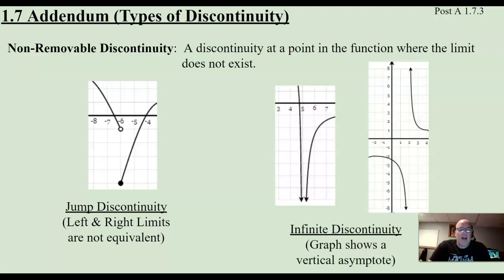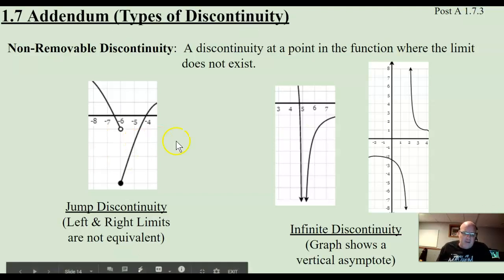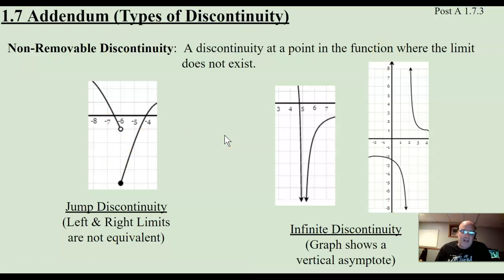The other type of non-removable discontinuity is what we call an infinite discontinuity. Now, we haven't done a lot of graphs regarding infinite discontinuities yet, but as we can see here, as x approaches 5 in this first graph here, as x approaches 5 from the left, it is going towards -infinity, and as x approaches 5 from the right, it is going towards -infinity. But there is a vertical asymptote at 5. That is pretty obvious here.